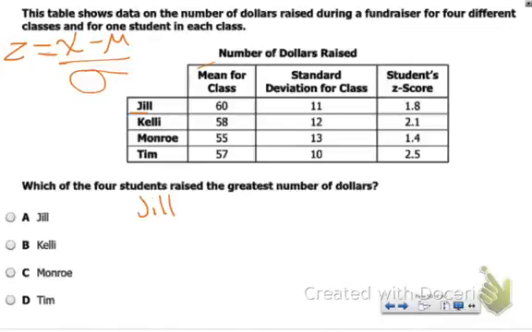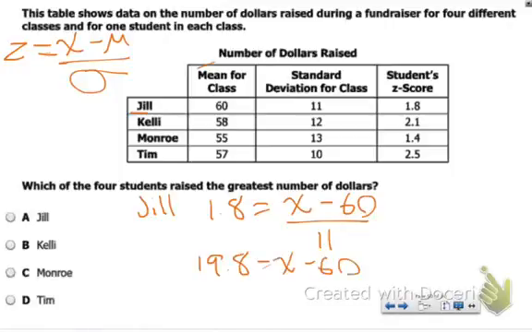Okay, so for Jill, we have z-score of 1.8. We're trying to find x. We know the mean is 60 and the standard deviation is 11. So then to solve for x, we're going to multiply by 11 on both sides. You get 19.8 equals x minus 60, and then to solve for x, add 60 to both sides. So the amount that she raised was $79.80. So we're going to have to do that for all 4 of them to see who sold the actual total that was the highest.